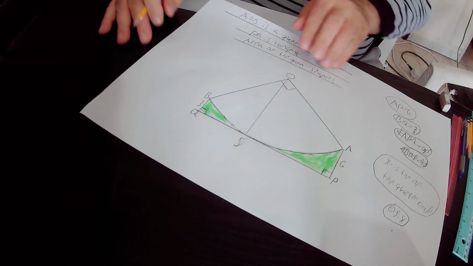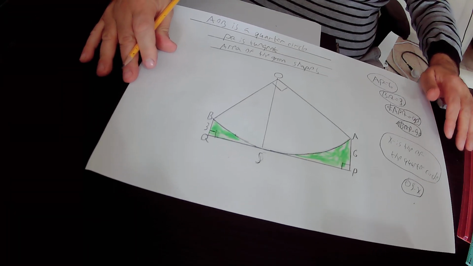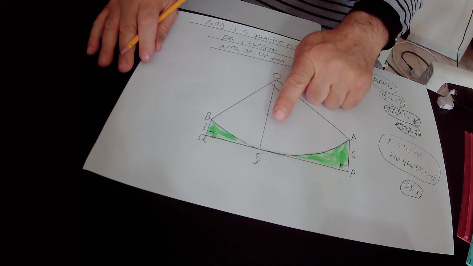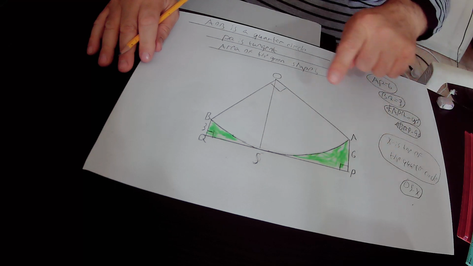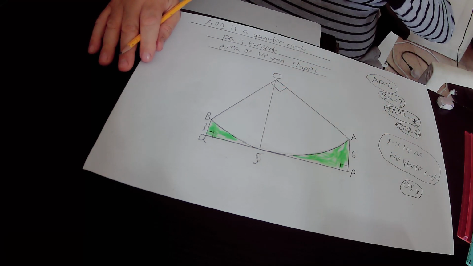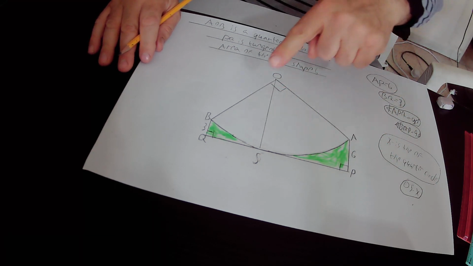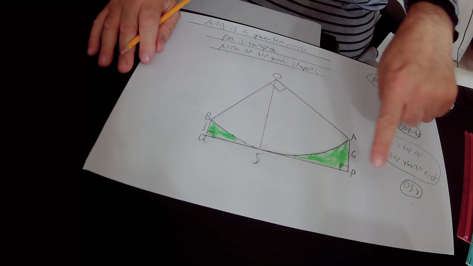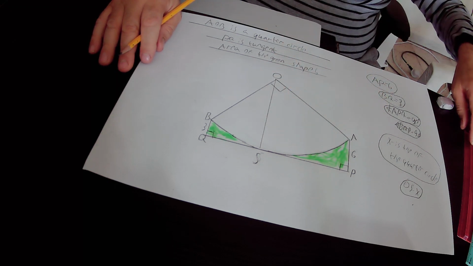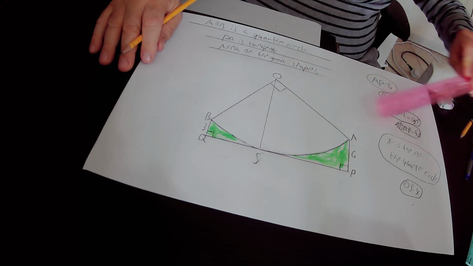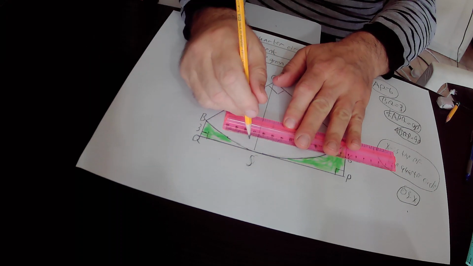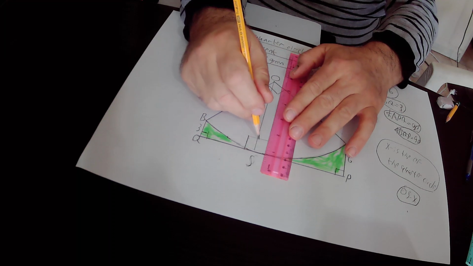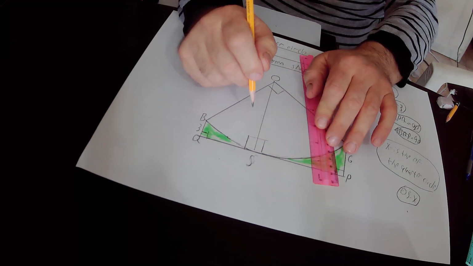We can implement here rule 1. The radius OS is drawn to point S, that is the point of tangency of tangent QP with this quarter circle. And whenever you have a radius that is drawn to the point of tangency, then tangent QP will be perpendicular to the radius SO. If QP is perpendicular to SO, it means that this angle equals 90 degrees, and this angle also equals 90 degrees.